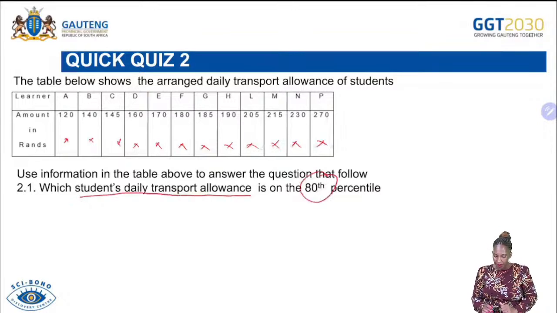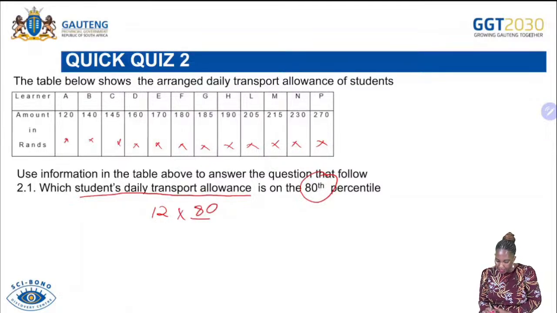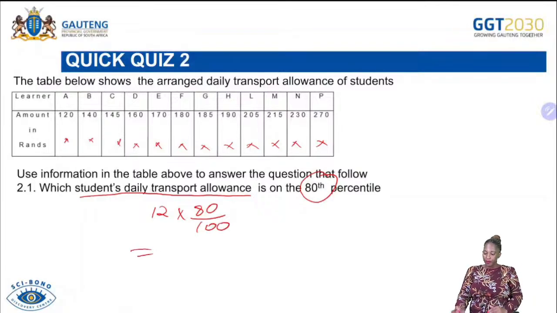How are we going to determine that? Because we have 12 values in the data set, we say, what is 80% of 12? We say 12, because the total number of the data set is 12. We multiply it by 80 over 100. We are determining the position. Remember what we said? When you talk about the percentile, it doesn't necessarily relate to the amount or to the data, but to the position.